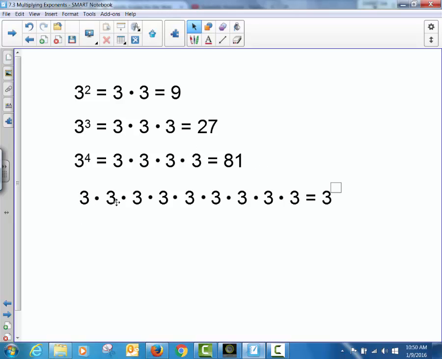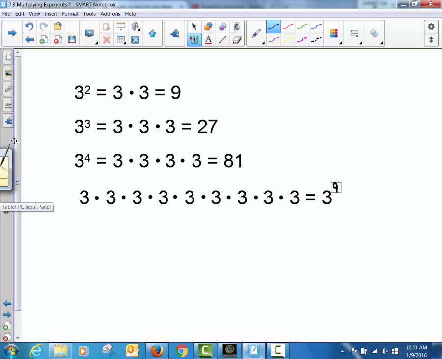So if we have something like this, what will the exponent be? We just count 1, 2, 3, 4, 5, 6, 7, 8, 9, and we put a 9 here. So that's 3 to the 9th. It's just that the exponent tells you the number of times that you multiply the number by itself.